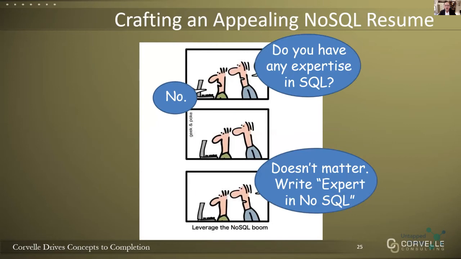Okay, so crafting an appealing NoSQL resume. Do you have any experience in SQL? No? Doesn't matter. Just write down expert in NoSQL. So the growth and adoption of all types of NoSQL databases, including graph databases, represents a career development opportunity for IT professionals of all kinds as this technology is adopted more and more.